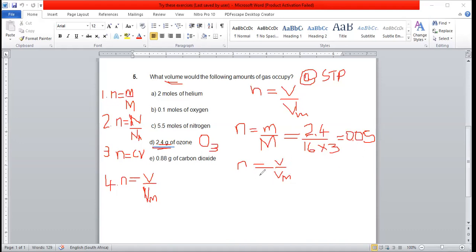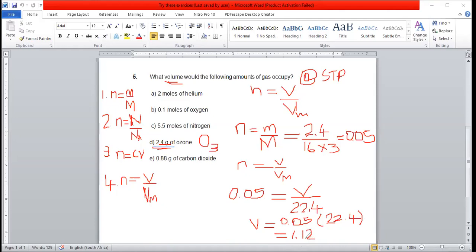Number of moles, we're going to have 0,05, is equal to V. I'm looking for V. And my molar volume is going to be 22,4. Then I cross multiply. When I cross multiply, I'm going to get 0,05 multiplied by 22,4. Then I get my answer. What's the answer? 1,12. So that becomes your cubic decimeters. That becomes the answer there. 1,12 cubic decimeters.